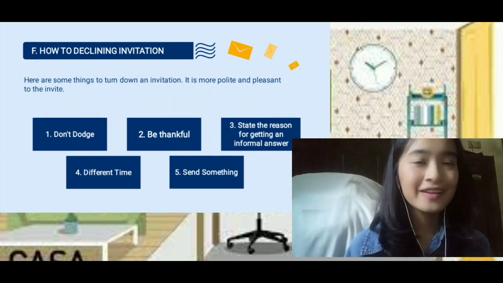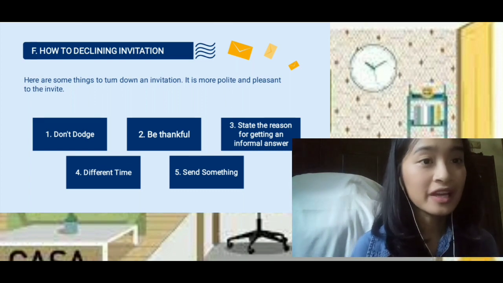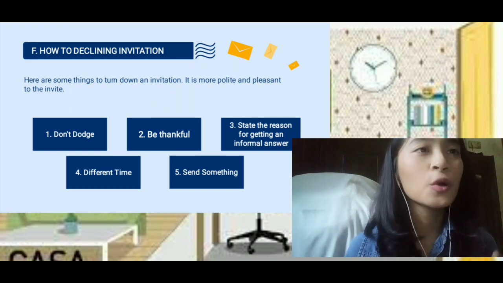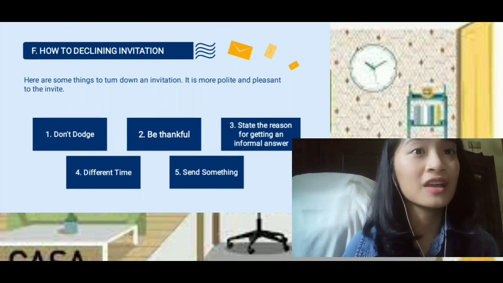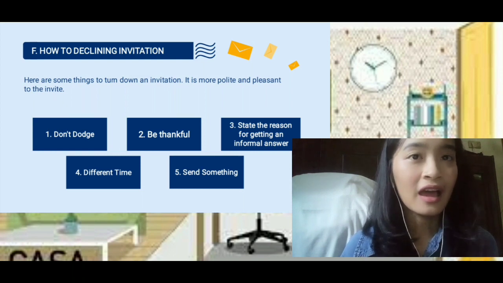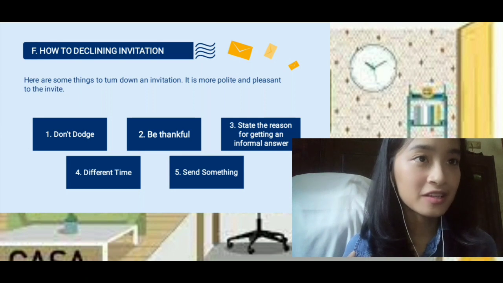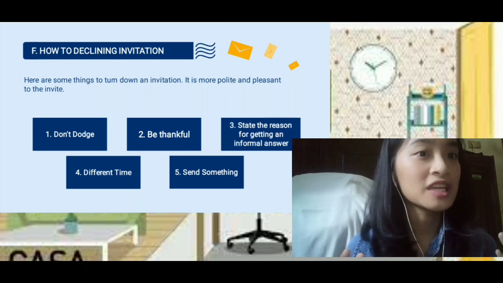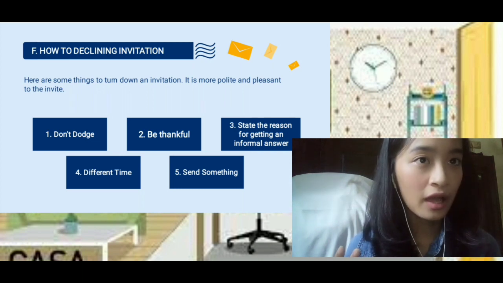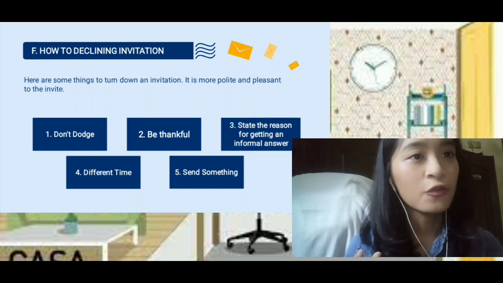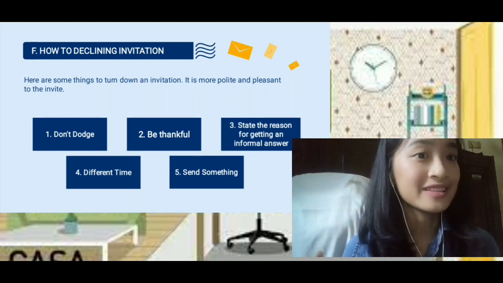And the second one is be thankful. Start by saying thank you for the invitation. Feel honored to have been invited to an event that the inviter is holding. And after that, for an informal invitation or when you're feeling close to the invitee, state the reason why you can't come. But for a formal invitation, just give a neutral answer without the details.